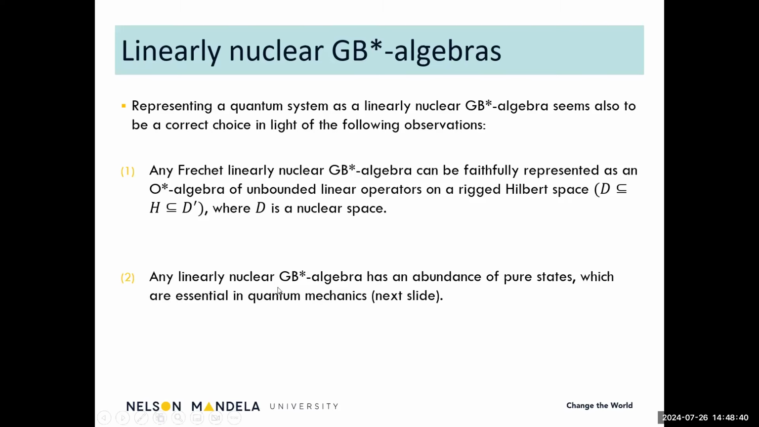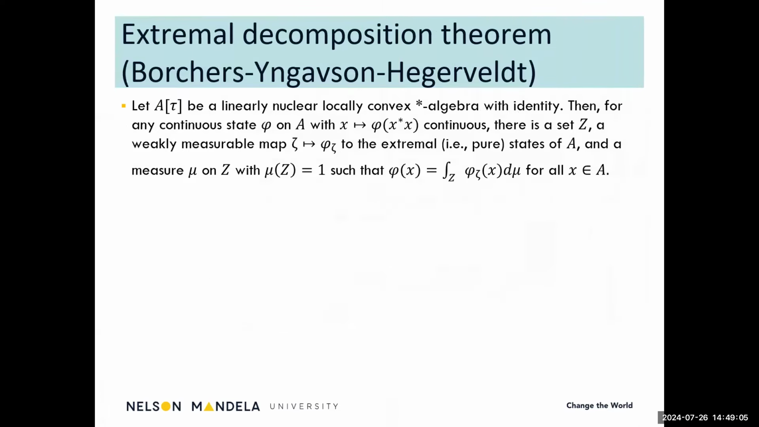Also, if you take a GB-star algebra which is linearly nuclear, then it will have an abundance of pure states. Earlier on, I mentioned that there's an example of a GB-star algebra having no pure states. So if we make it linearly nuclear, then we are fine. Then we've got actually an abundance, which is what we would like. This result actually goes back to Bochner, Ingvarsson, and Hegerfeldt.